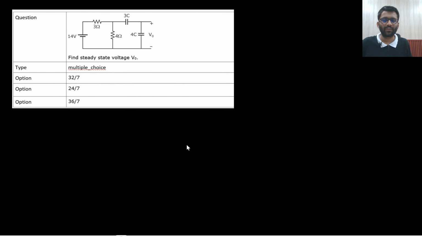You need to find steady state voltage V0. So at steady state, they will act as very high resistance. They will act as open circuited. So how much voltage will be coming here? That would be 8 volt.